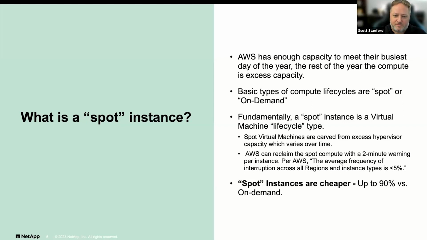A Spot instance, so Amazon has capacity for their busiest day of the year. The rest of the year, that compute is just sitting around idle. So what Amazon's done is they've reduced the rate of their excess capacity to try to essentially gain some money back on compute that's just sitting there most of the year. They do it at a discounted rate. The caveat is if they need that capacity back, they'll give you a 2-minute notice, and then they just take the EC2. So it's just like on demand, but you can lose the instance.